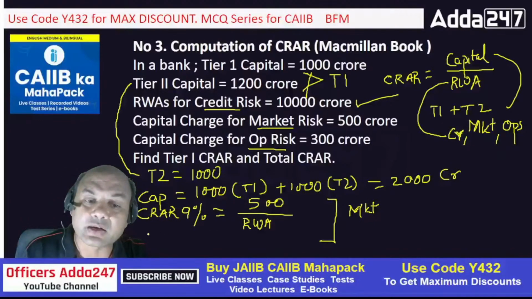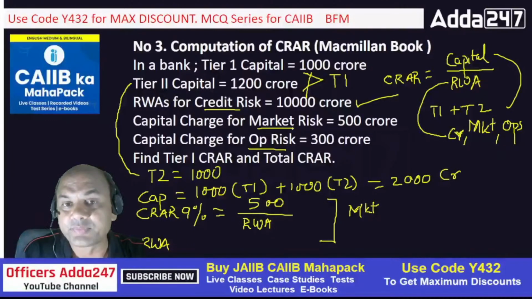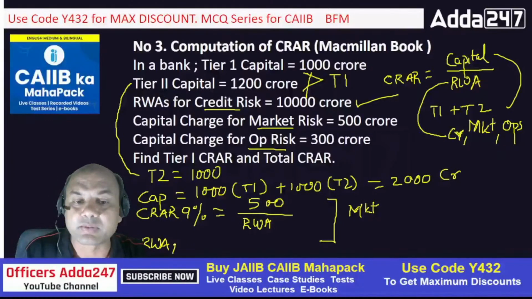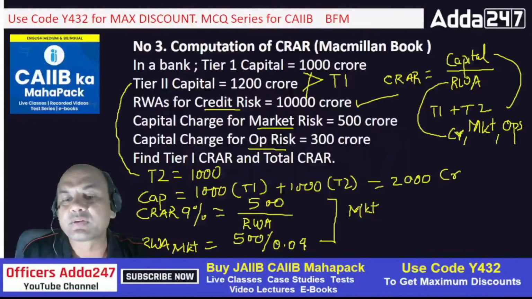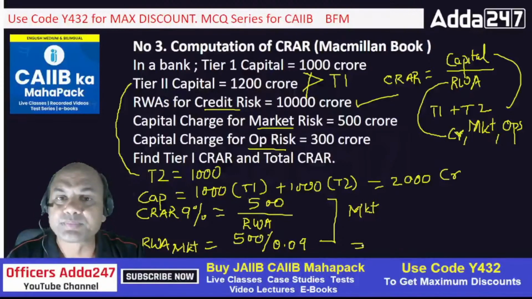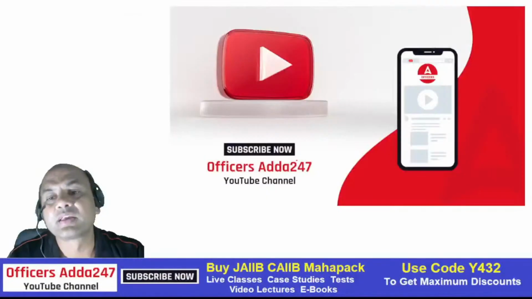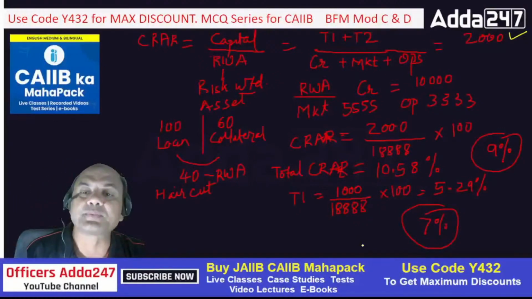So what will I do? I'll find out RWA. This capital is for market only, so I'll write here: RWA for market equals 500 divided by 9%, which means 0.09, 9 upon 100. So 500 upon 0.09. Everyone do the calculations. It comes out to 5555. So for market, it comes to 5555.